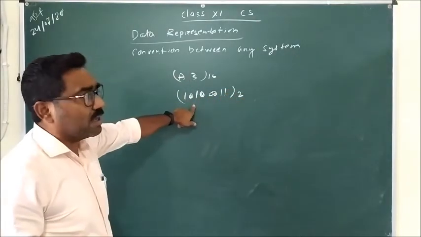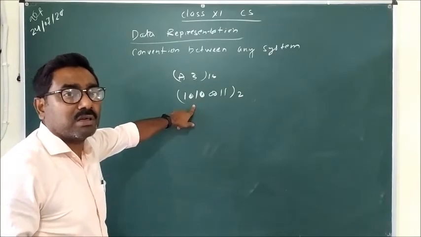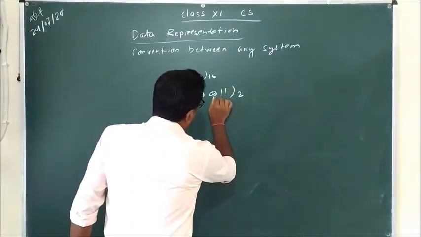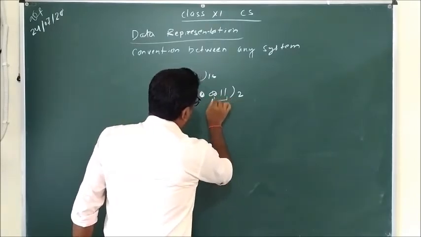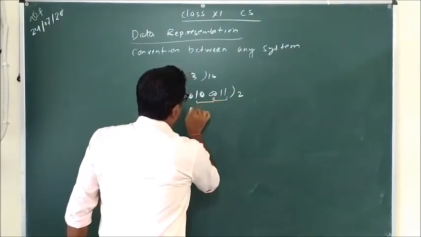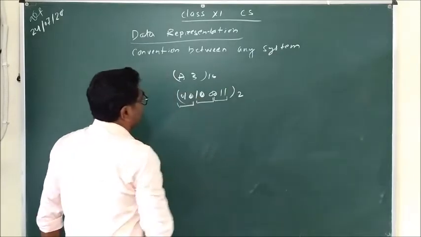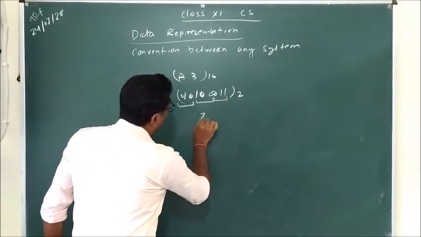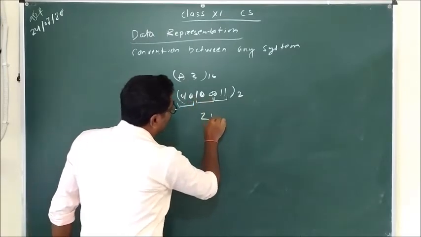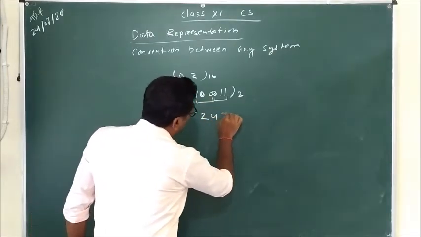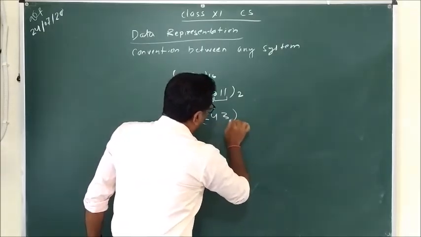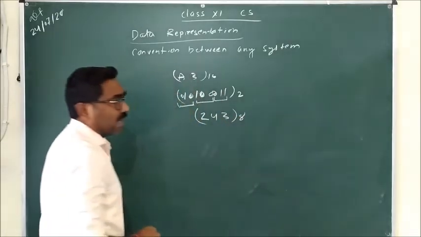From binary you can convert it to octal, or from binary you can convert it to decimal. Suppose I am converting binary to octal, then we have to create groups of 3. This is the first group, this is the second group, one digit is missing in the third group. Now 010 is the code of 2, 100 is the code of 4, 011 is the code of 3. The number is now 1243 base 8.